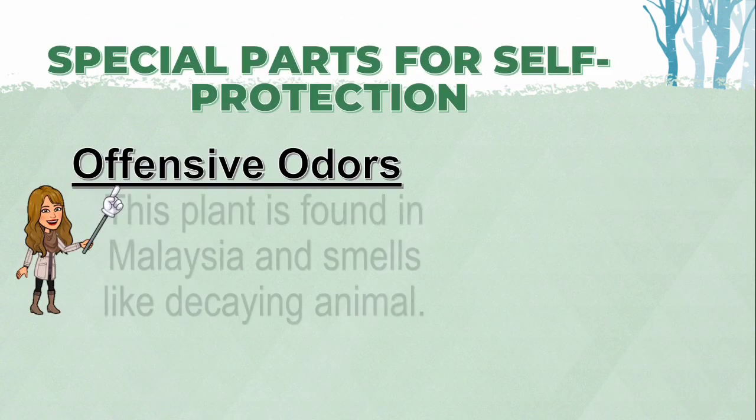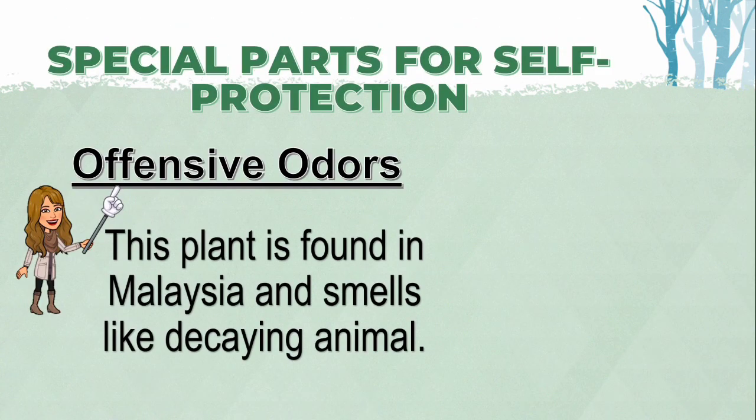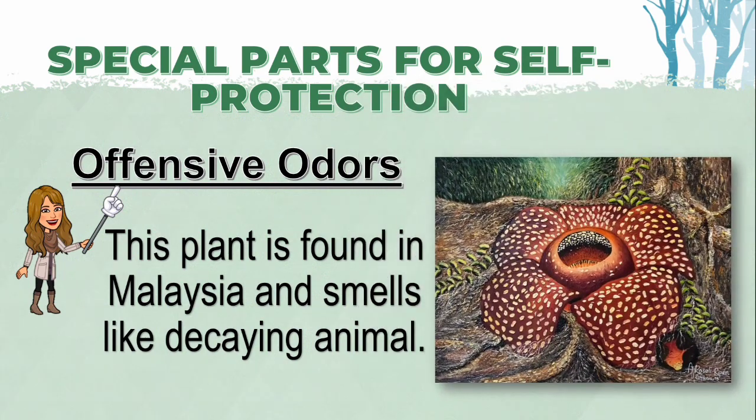The third one, offensive odors. This plant is found in Malaysia and smells like decaying animals. So, this is the Rafflesia. If you can see in the picture, it is a big flower that has a decaying animal-like smell. So, medyo mabaho yung kanyang amoy. So, that is the offensive odor. Some plants have offensive odor para maprotektahan ang kanilang sarili.